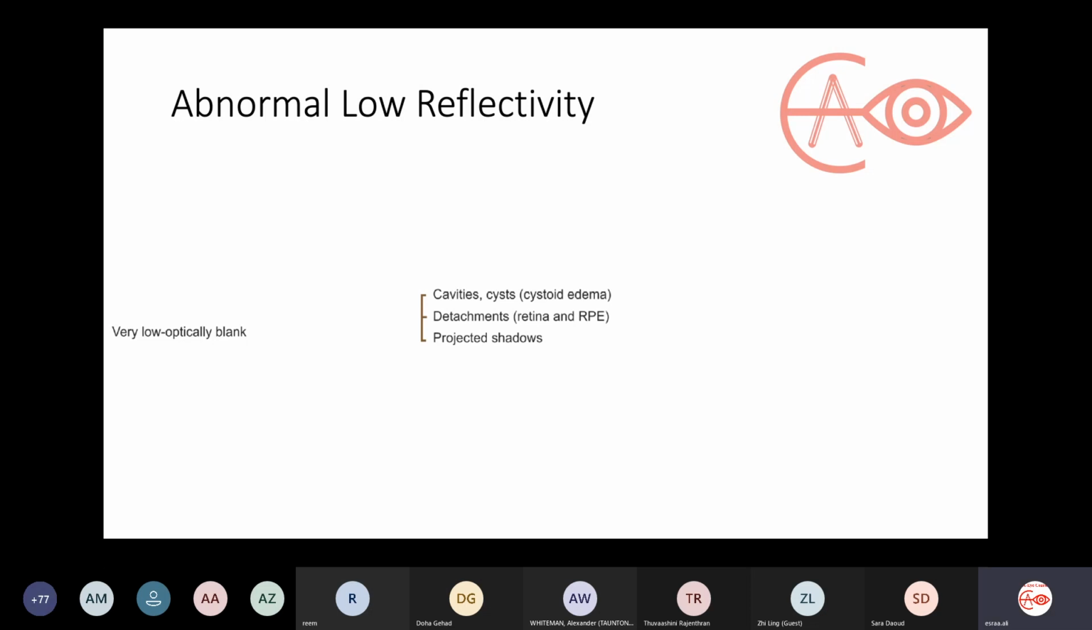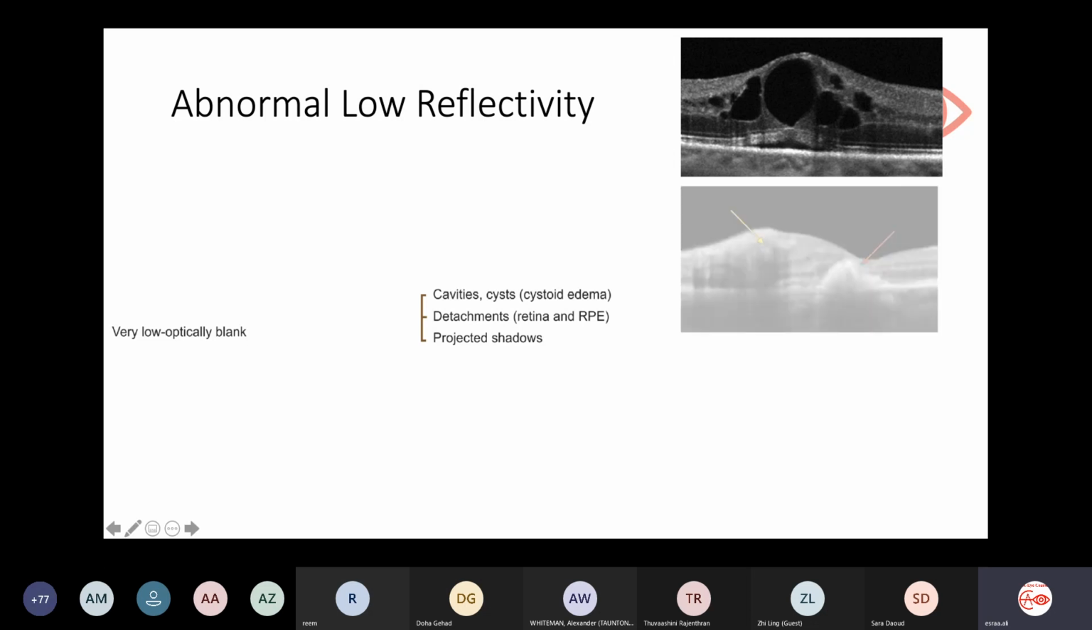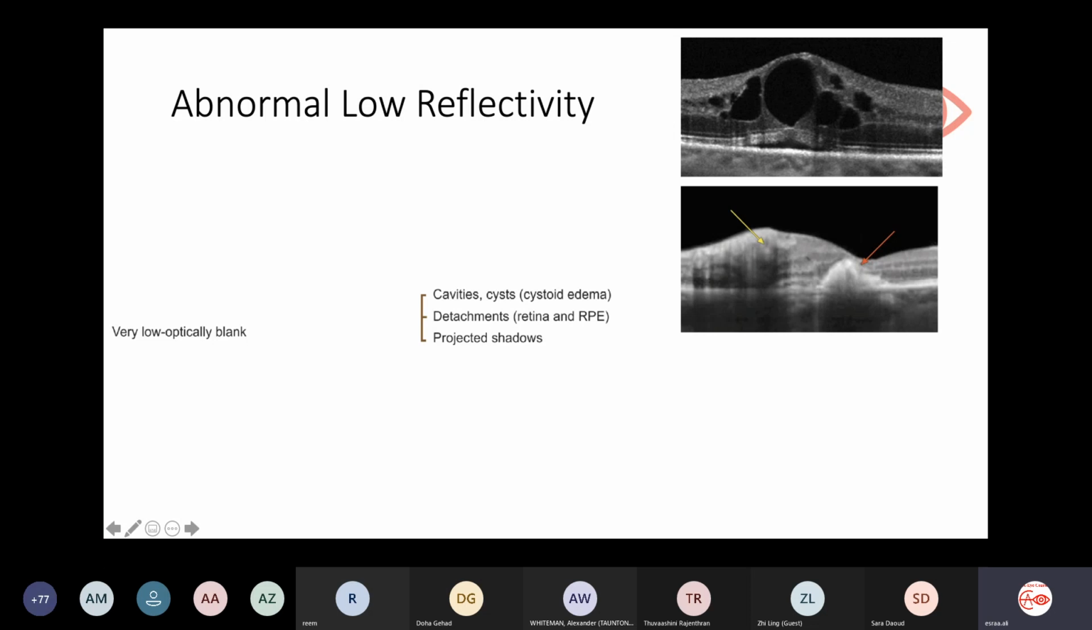What if you have something very low or optically blank? There's nothing there, so it can be a cavity or a cyst, like you see in the cystoid edema, or it can be a detachment. So if you have any layer that has left its place, then it has detached. It can be the retina or can be the RPE. Or you can have a projected shadow, like from over here. This is an OCT image of an aneurysm with hemorrhage, subretinal hemorrhage, both of them causing backshadowing.